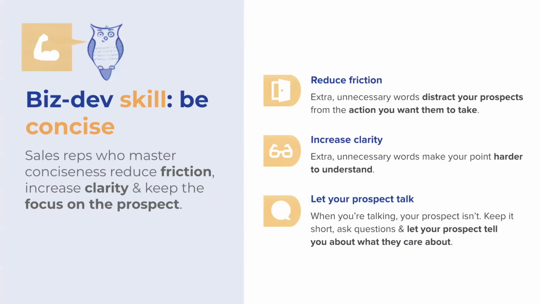So it's clear how being concise can impact the effectiveness of a subject line, but how does that translate to other areas of your biz dev strategy? Well, it comes down to the concept of friction. Anything that serves to distract from the action you want your prospect to take will reduce the likelihood that they will take it. And that's true of extra and unnecessary words. So the more succinct you are, the more focused your prospect will be on the offer and action that you're asking for. You also want your prospect to obviously understand what it is you're offering and asking, and being concise often helps in that regard as well.